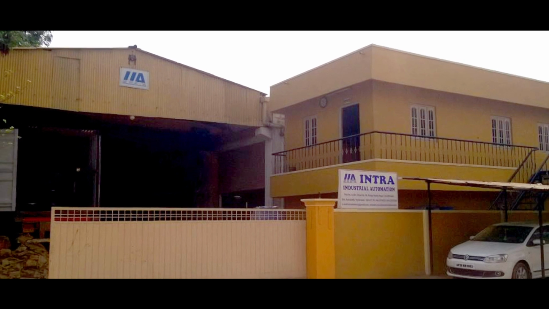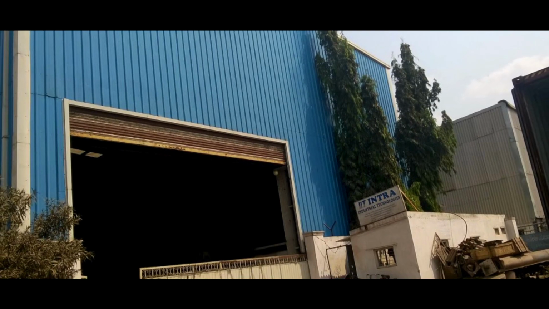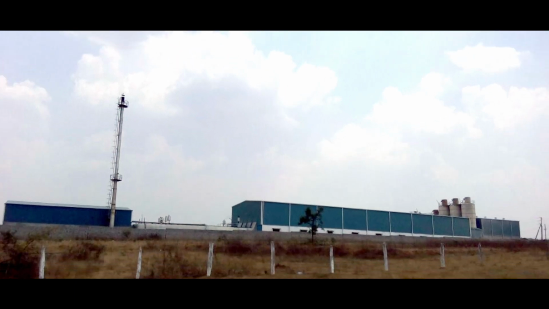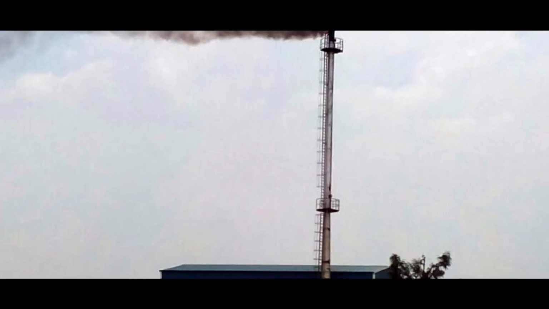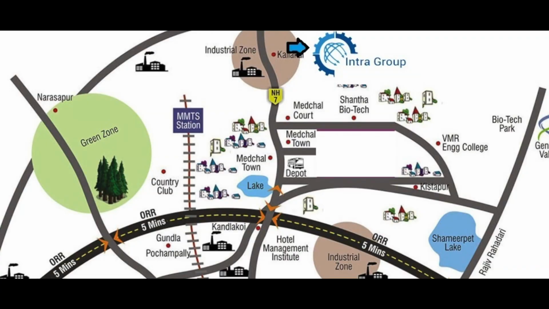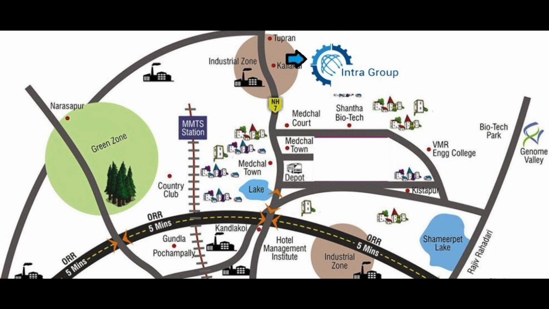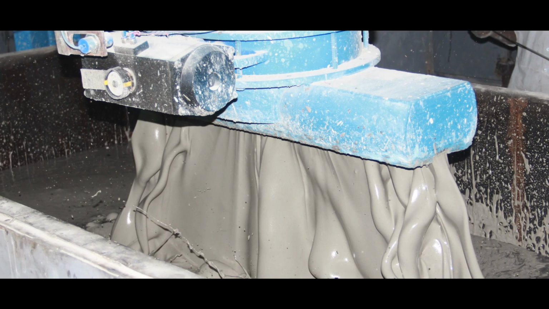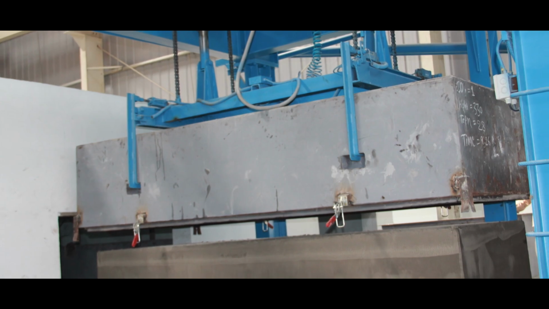Intra Group, based in Hyderabad, India, has made rapid strides in the manufacture of high-quality building products to meet the demand by builders and users in South India. The company has set up a modern plant near Medichal, about 40 kilometers from Hyderabad city in the year 2013, having a capacity of 300 cubic meters per day.